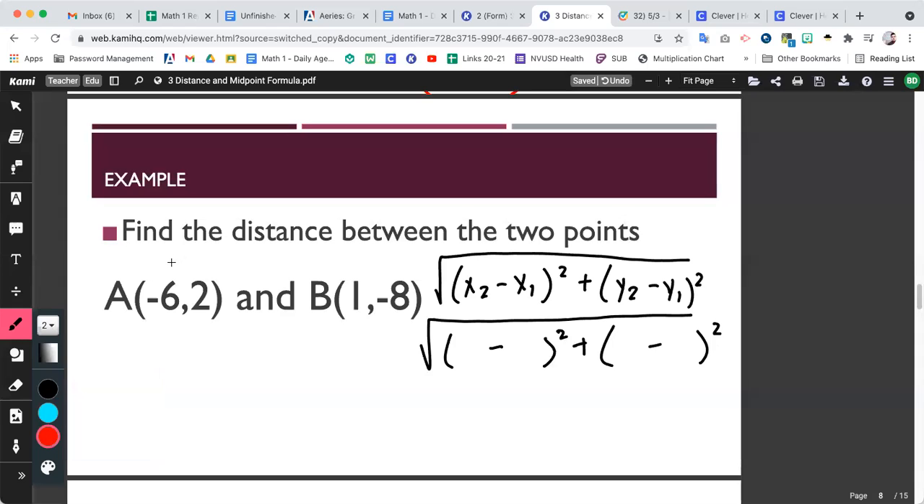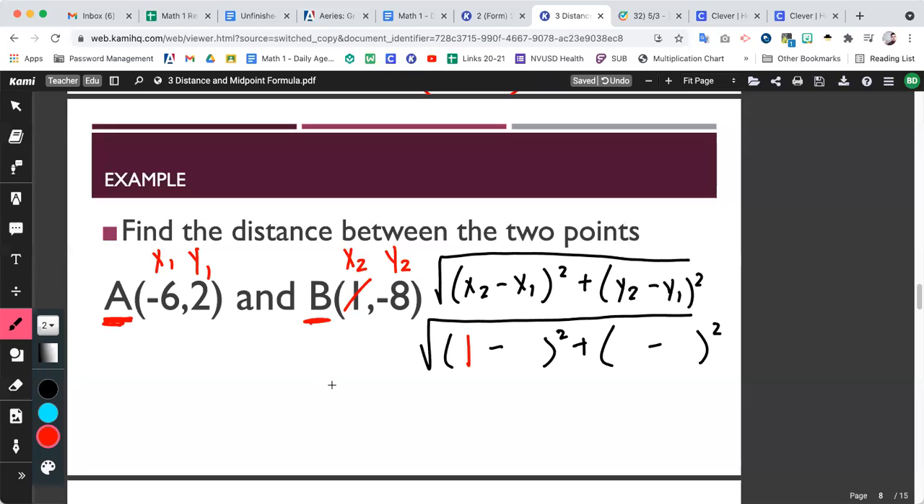Before I do that, I have to label my points. So how do I label A? Very good. X1, Y1. How do I label B? Perfect. Good job. X2, Y2. And now let's plug our points in. What is X2? 1. I'm going to cross that out because we've already used it.